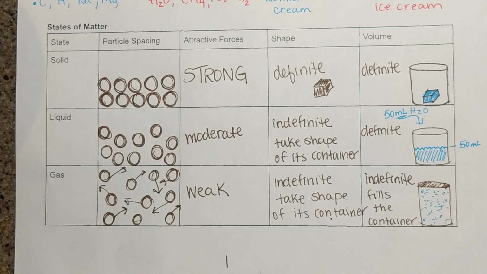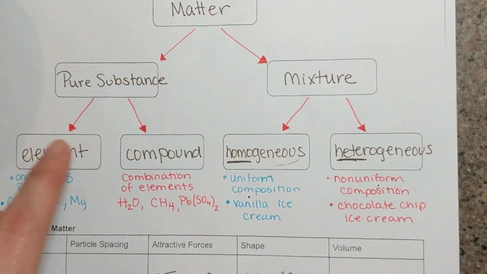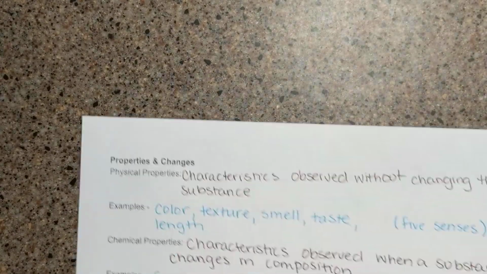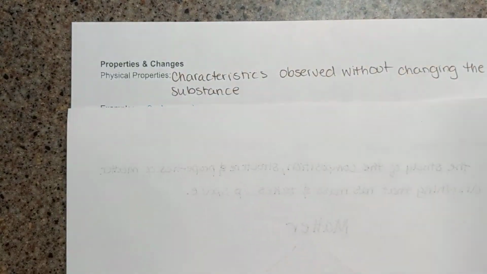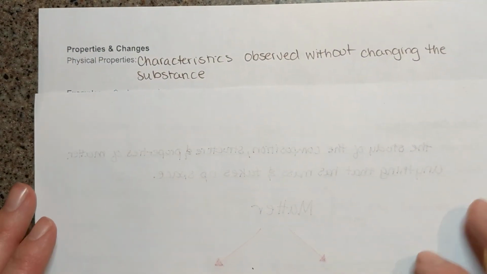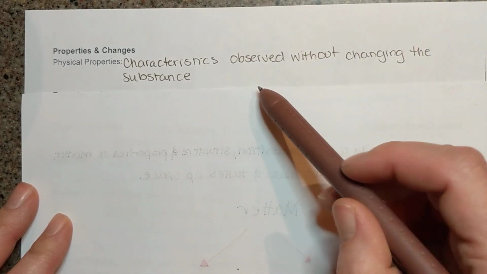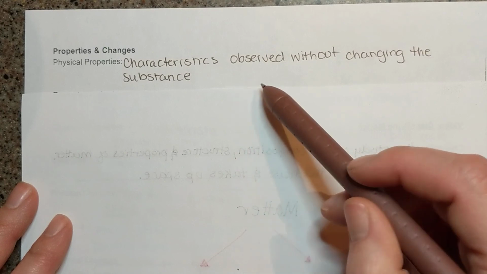So now I'm going to look at what are some of the properties and changes that we have between our states of matter and between our different elements, compounds, and our mixtures. So the first property that we're going to look at are physical properties. Physical properties are characteristics or properties observed without changing the substance.